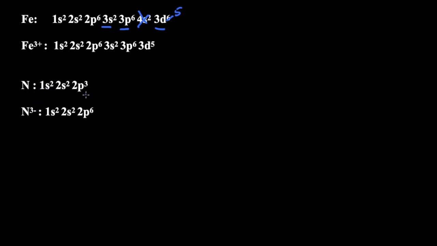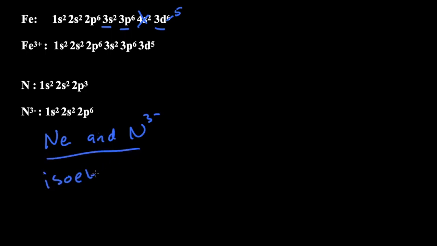And you might be thinking, well, this right here, this electron configuration, that's the same electron configuration for neon. So both nitrogen with the -3 charge and neon, because they have the same number of electrons and the same set of quantum numbers, they're going to be called isoelectric. And so neon, Ne, and nitrogen with a 3 minus charge, these are going to be isoelectric, which just means they have the same number of electrons and the same electron configuration.